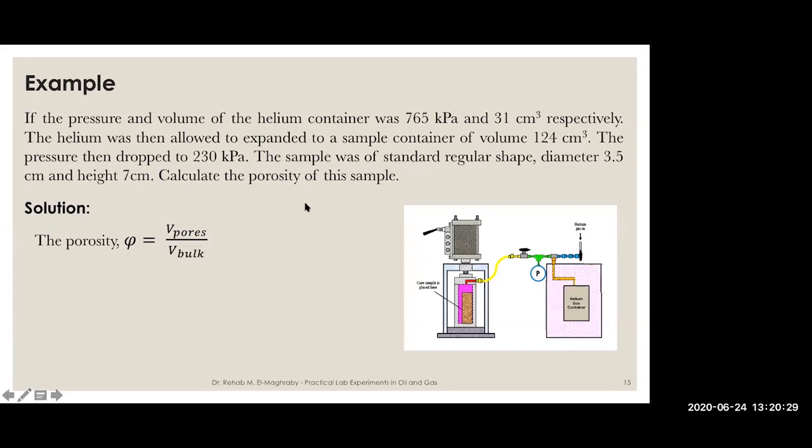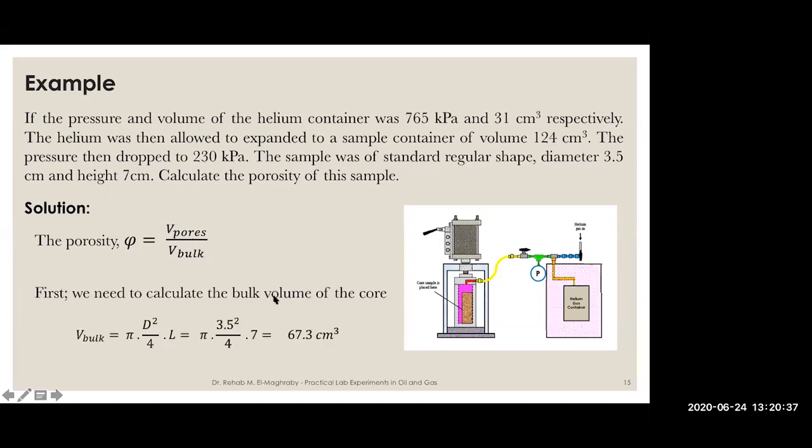It's straightforward. You have the porosity equal the pore volume divided by the bulk volume. So the first step here is to calculate the bulk volume. It's pi d square over 4 times L. So you know the diameter of this core plug to be 3.5 centimeter, and the length to be 7 centimeter. You can easily calculate the bulk volume. The next step is to calculate the pore volume.